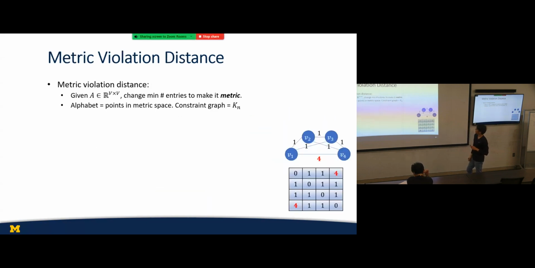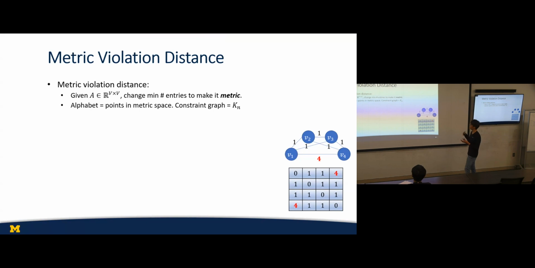Okay, so there are some other problems that we studied. Let me define the problem. It's called the metric violation distance. You are given some distance matrix A, let's even say symmetric, and your job is to change the minimum number of entries to make it metric. If you look at this example, if you change 4 to 1 or 2, then it becomes a metric. A kind of cute problem.